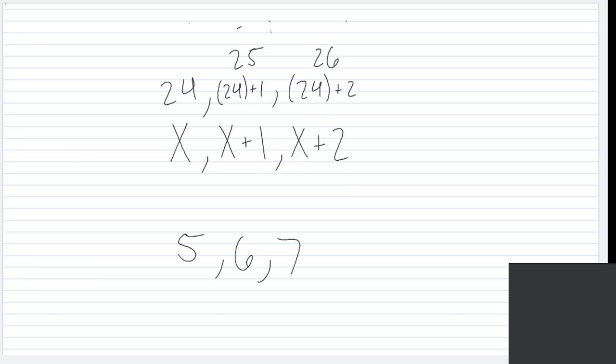Okay, let's pick another number. Let's say we have 12. 12 plus 1, 12 plus 2. What's 12 plus 1? 13. What's 12 plus 2? 14. Bam. So just by knowing that first number, we're able to know the other two.